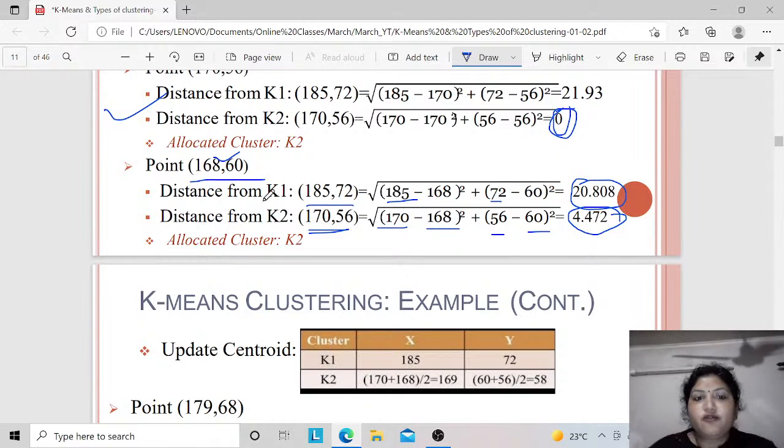So yes, the distance from K1 would be 20 point something. The distance from K2 would be 4.472. Both the distances are calculated. Now you need to check which distance is the minimum from that particular data point to the centroid. So this would be my minimum distance for this particular data point. So this point will be falling under which cluster? The one which has the minimum distance, that would be K2. So now this data point will be falling under K2.